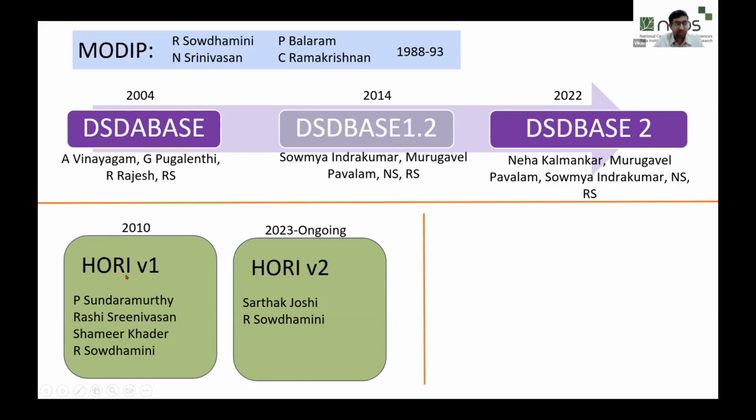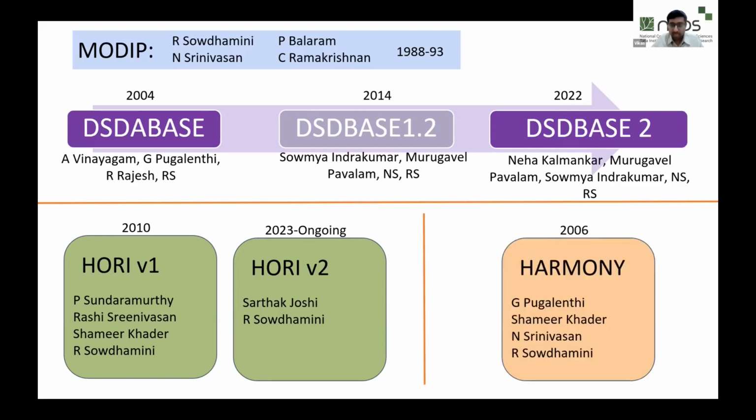which is in the form of a tool called HORI, and there were 2 versions of it. The 2010 version, where the team members were Sundarmurthy, Rashi Srinivasan, Shamir Khader, and Professor Saudamini, and the current ongoing version, where Sarthak is also looking at it. We also discussed another algorithm for structure validation called Harmony, where Pugalanti, Shamir Khader, Professor Srinivasan, and Saudamini were involved.